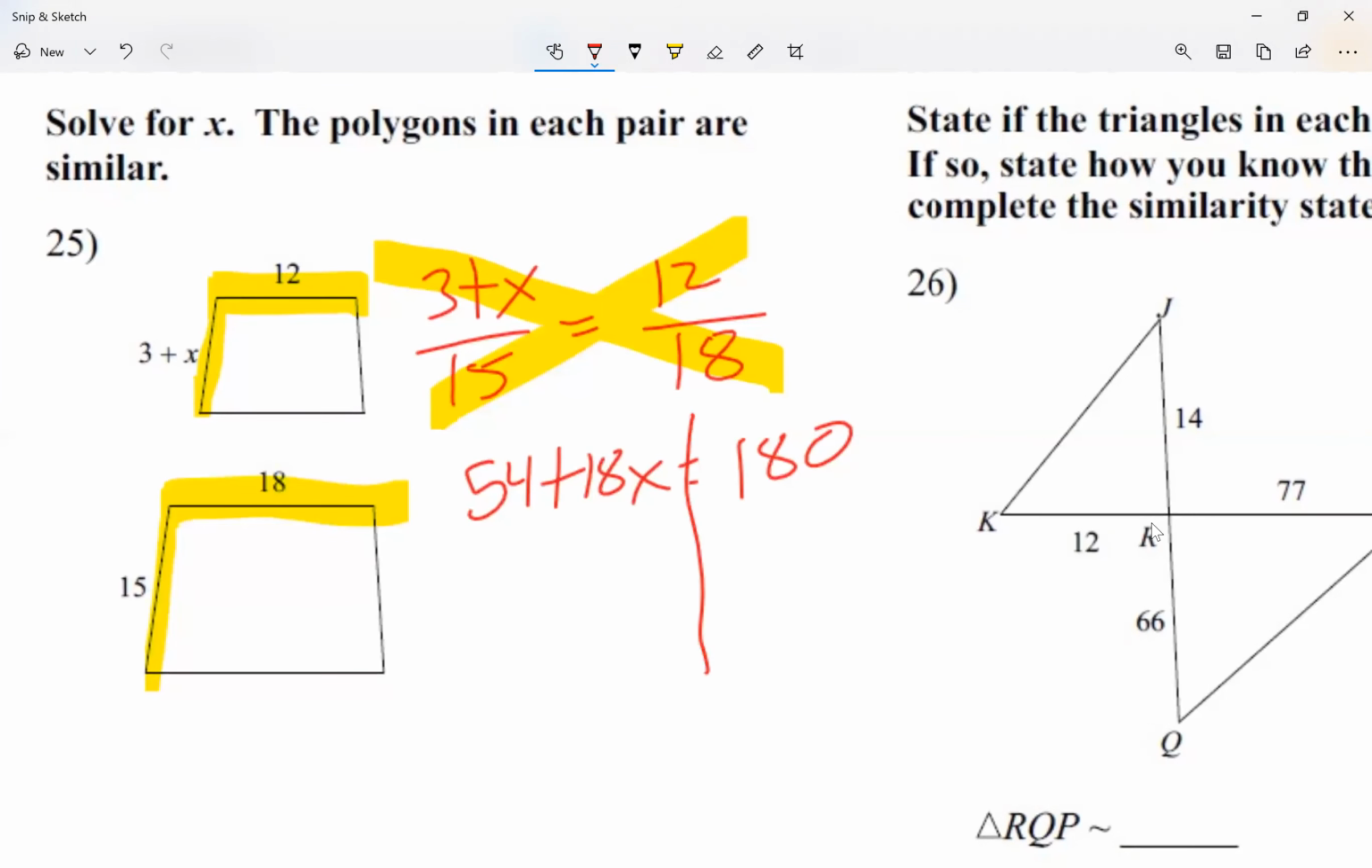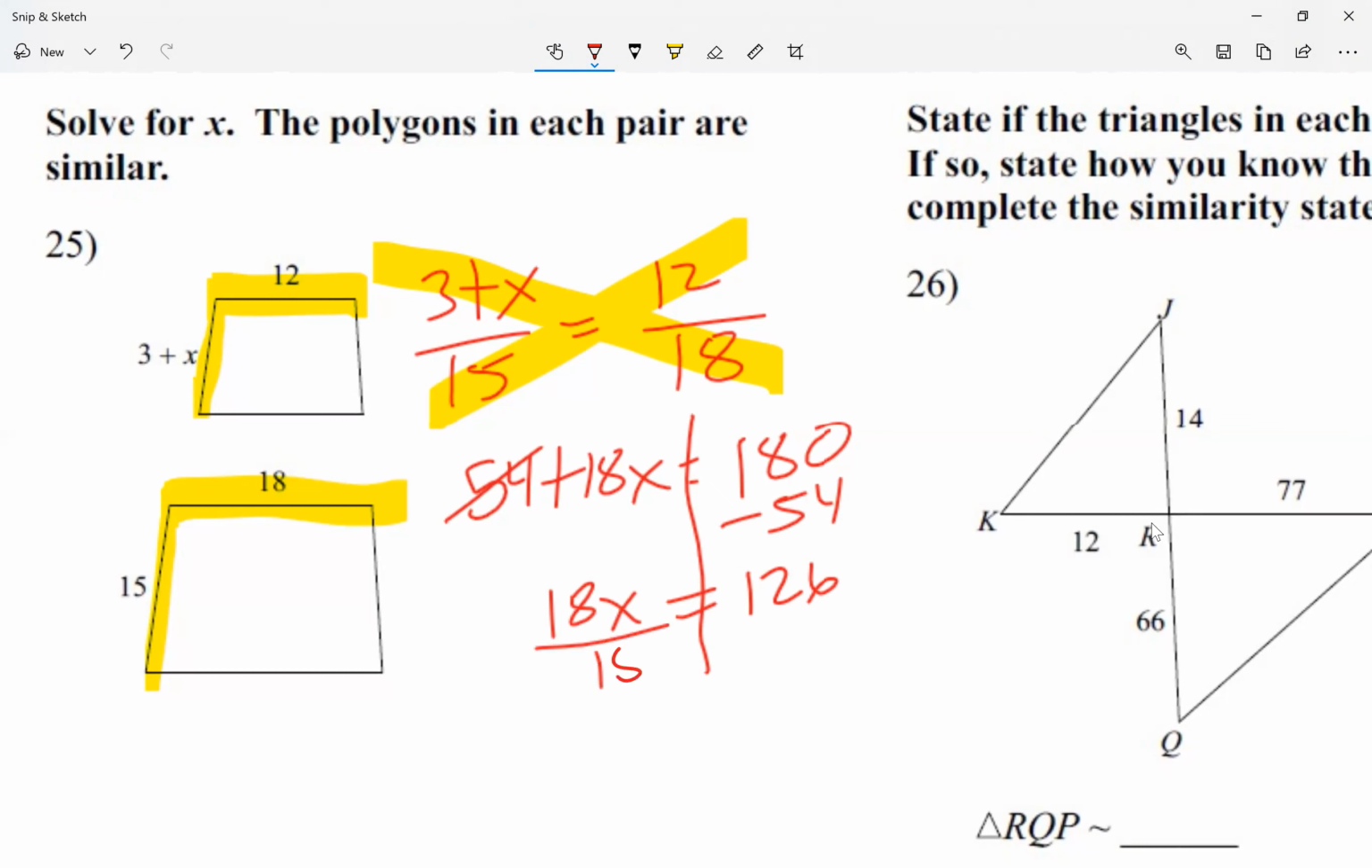Let me separate my sides at the equal sign. The 54, let me move it to the other side as a minus 54. So I'm going to have that 18X is equal to 126. Let me divide by 18. And when I get X equals 126 divided by 18, it is 7.